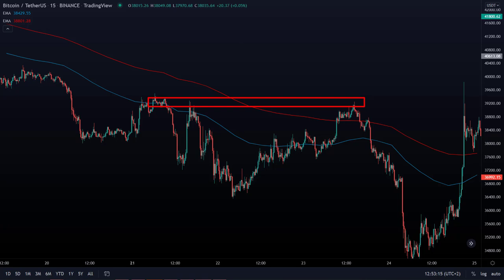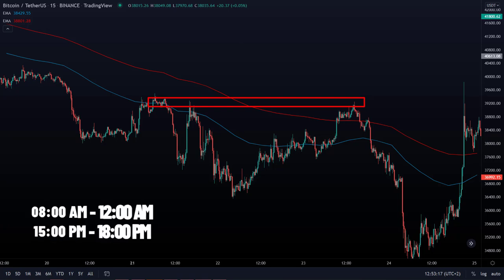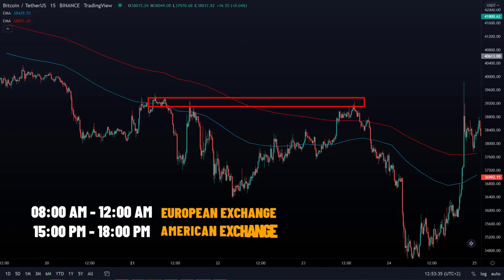This is because we only trade this strategy between certain trading times. These times are from 8 a.m. to 12 a.m., and from 3 p.m. to 6 p.m. This is European time. So if you are watching the video from another country, you need to convert the times back to your local time. These two time slots are extremely important because between these two times the European and American stock exchanges open.